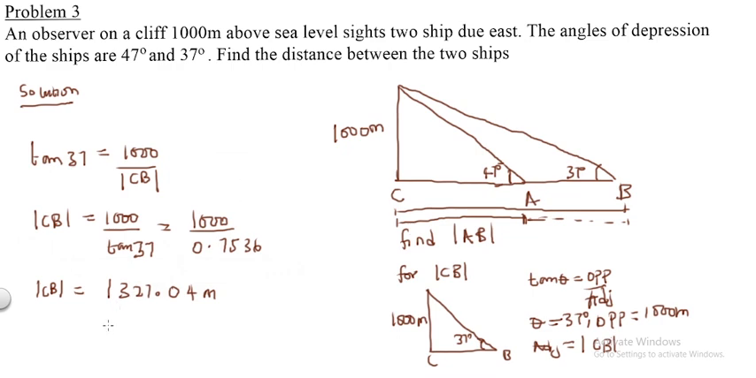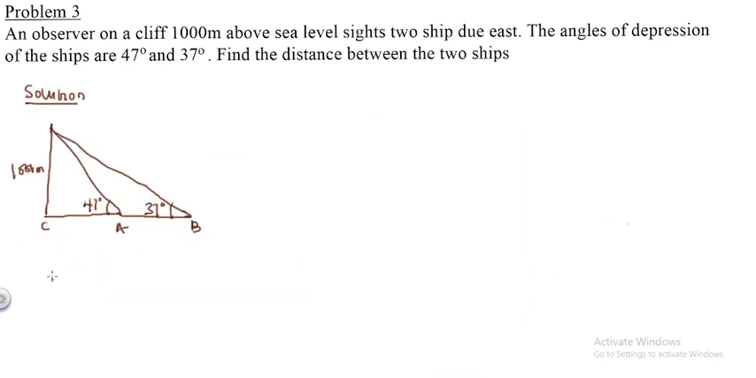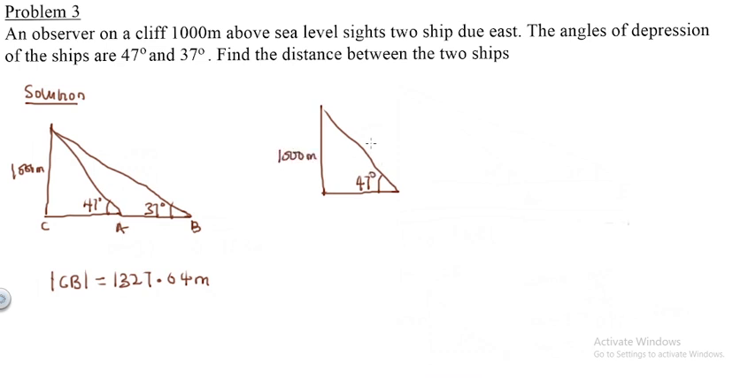The triangle we are looking at is this triangle. Because of lack of space, I'm going to clean this out and redraw this one again. Since we know that CB is equal to 1327.04 meters, next thing is to find the line CA. So how do you find line CA? The triangle we are considering for line CA here is this triangle. I can draw it out as this. This is 47 degrees and this is 1000 meters. This is CA.